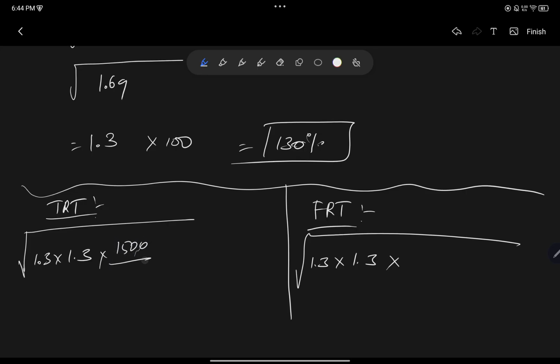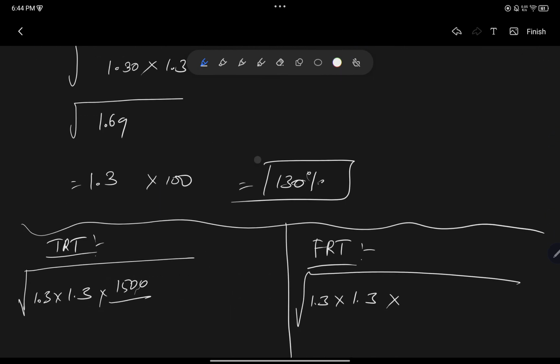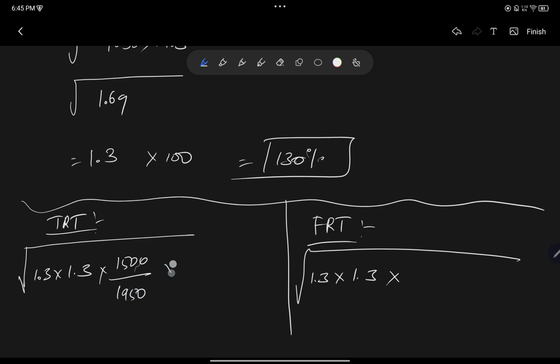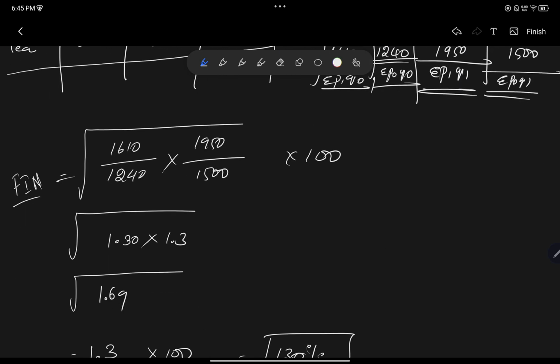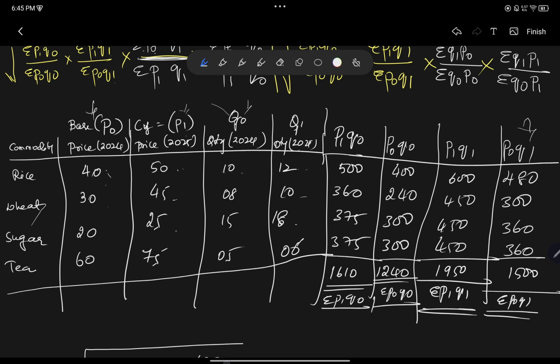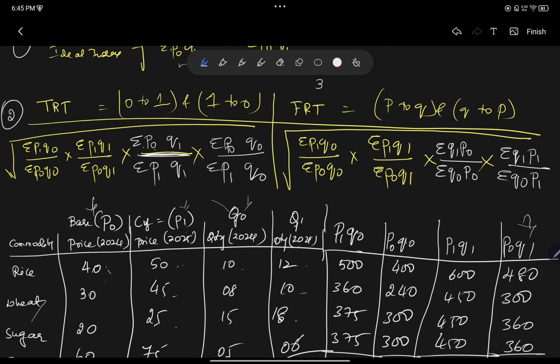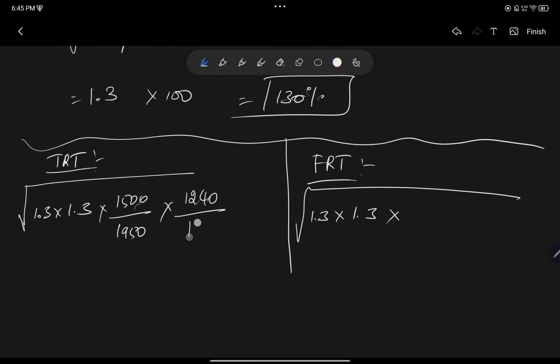1500 divided by summation of P1 Q1. P1 Q1 we have, total is 1950. 1950 into, what do we need as per the formula? Summation of P0 Q0. P0 Q0 we have, yes, we have 1240. 1240 divided by summation of P1 Q0, 1610. Okay, so now we already know 1.3 into 1.3.